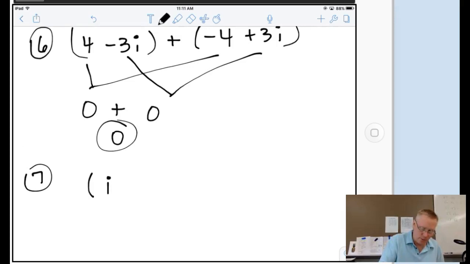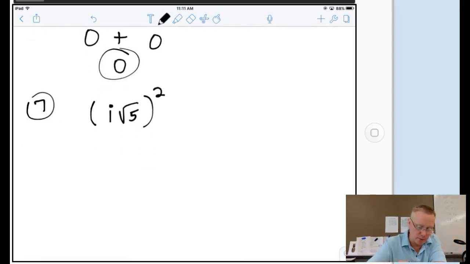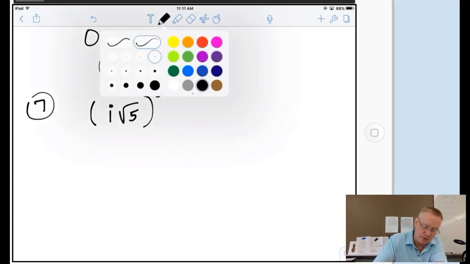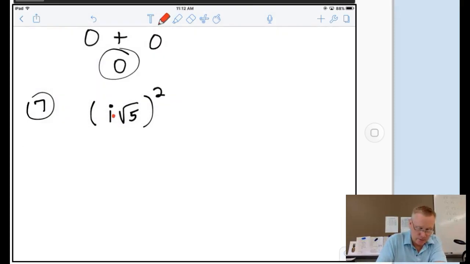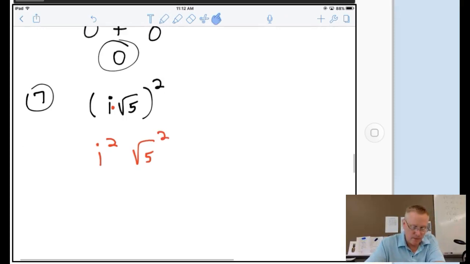i times the square root of 5, to the second power. Okay, so there's a law of radicals where you've got two things connected by multiplication inside parentheses to the second power, then you have to take both things to that second power. So this is the same as i to the second power and the square root of 5 to the second power.